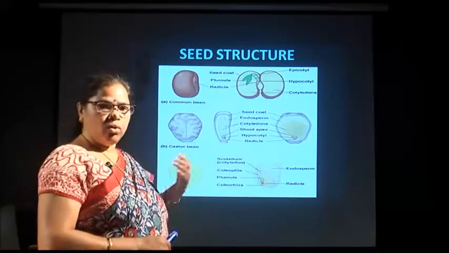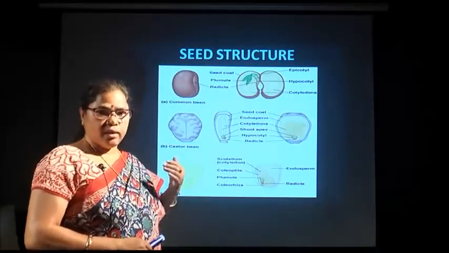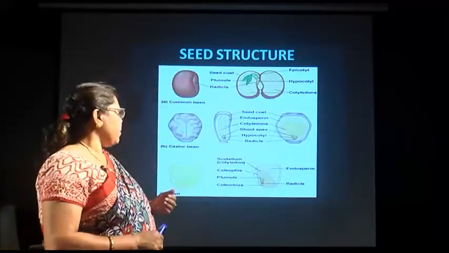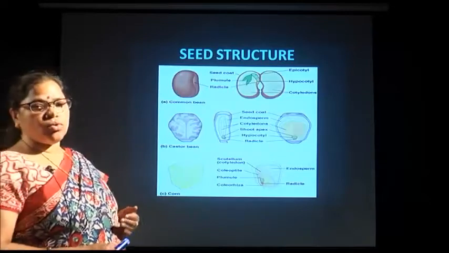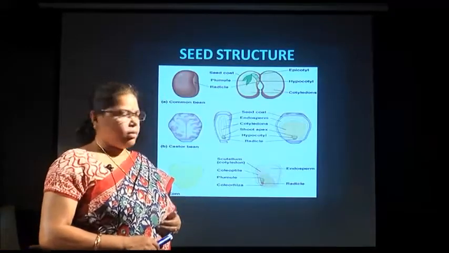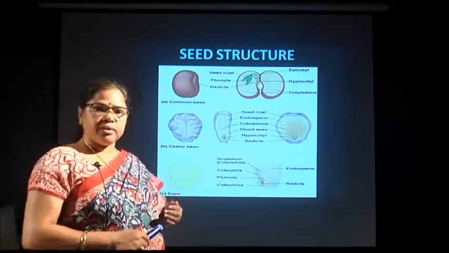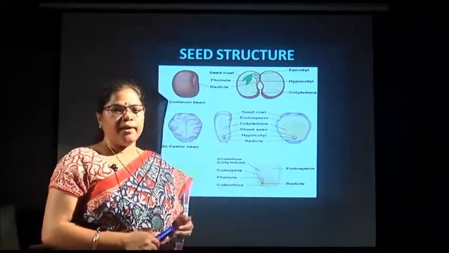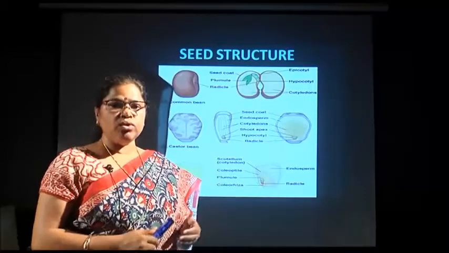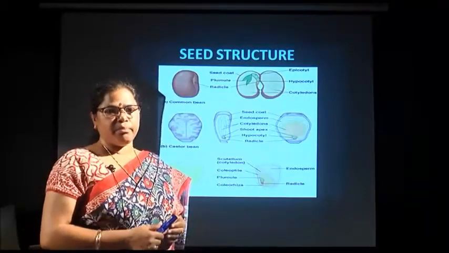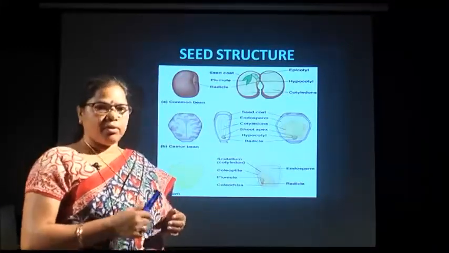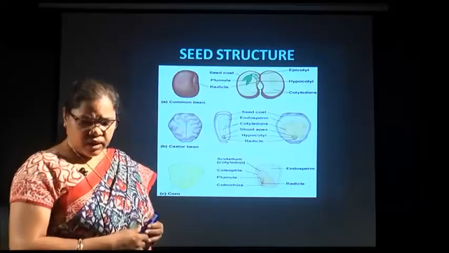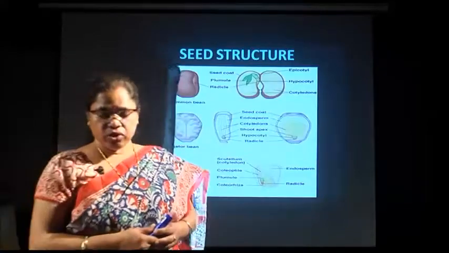And when the plumule grows, it gives rise to the shoot system of the seedling or the plant, and the radicle grows to form the root system of the plant. So, the plumule gives rise to the shoot system, that means the stem and leaf part, and the radicle gives rise to the root system of the plant, so that a complete plant will be formed after the seed germination takes place. Clear? So, this is all about the seed structure.